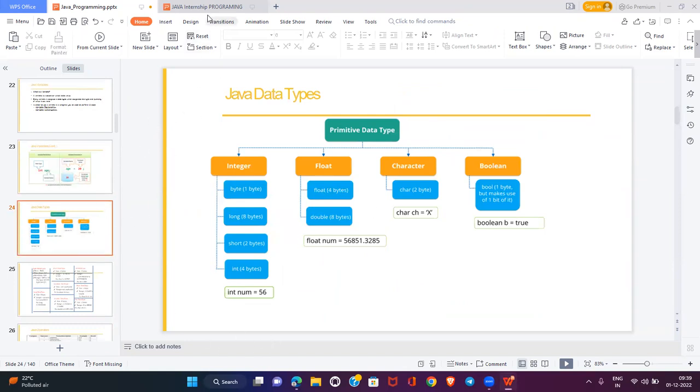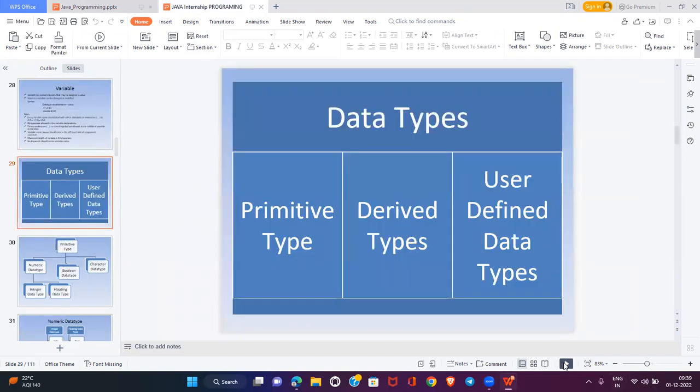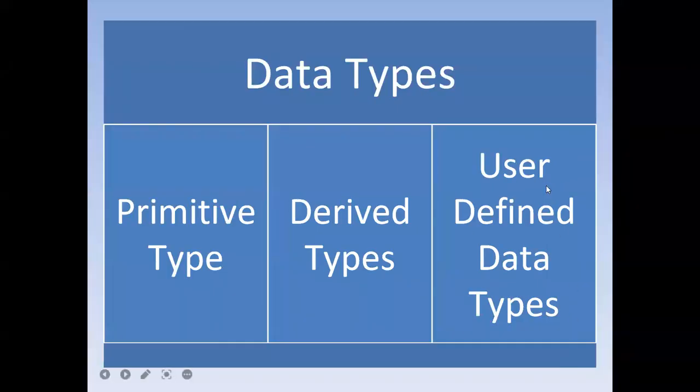Well, basically, this is for data types. So what do you mean by the data type? The data type means the actual representation of data. Basically, Java provides three types of data types: primitive, derived, and user-defined.